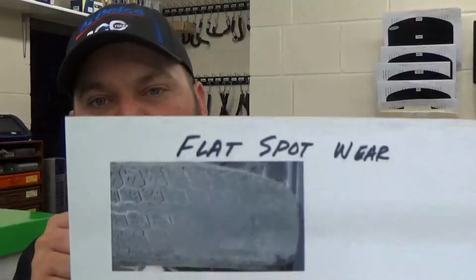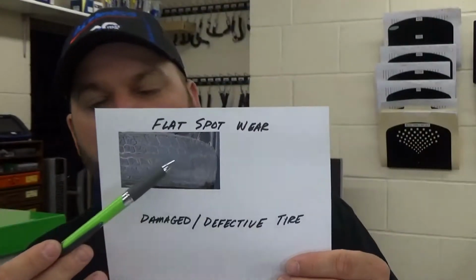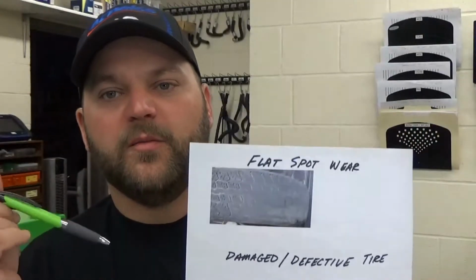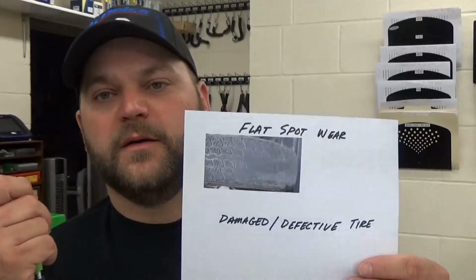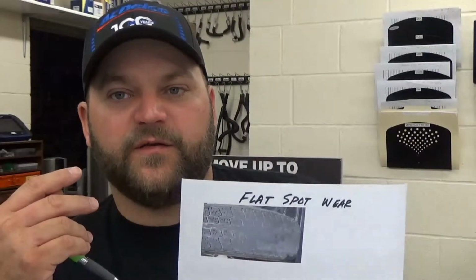The next one, and this one can be a little bit confusing, is a different type of flat spot, but this is caused by like a broken belt. It'll only be in one spot, maybe a couple in the tire, but it's caused by broken belts, something like that, defect, damage to the tire.